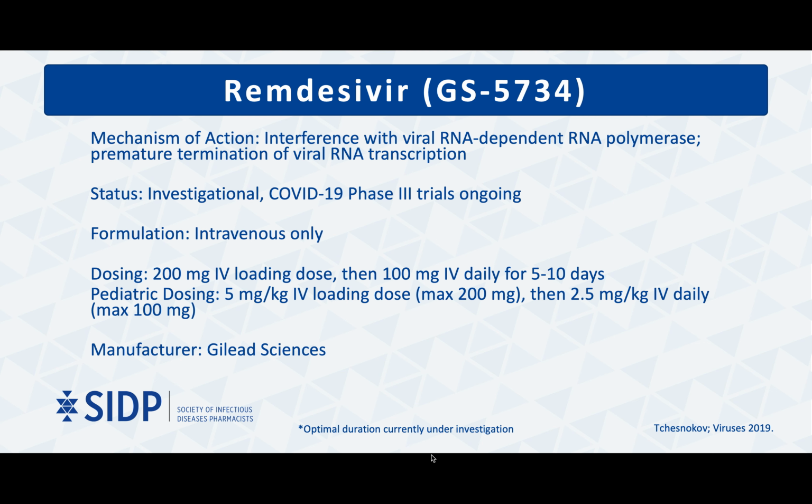The dosing used for pediatrics and compassionate use is 5 mg per kg load with a max of 200 milligrams on day 1, followed by 2.5 mg per kg daily thereafter with a max of 100 milligrams.